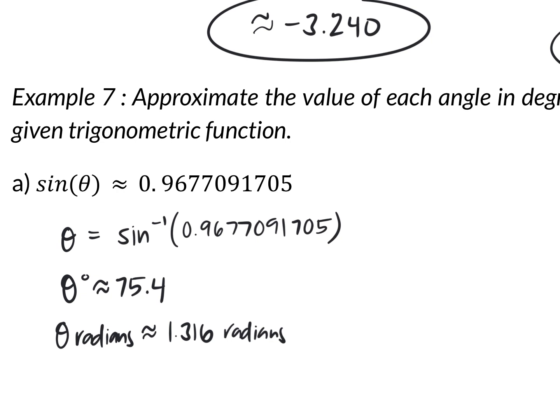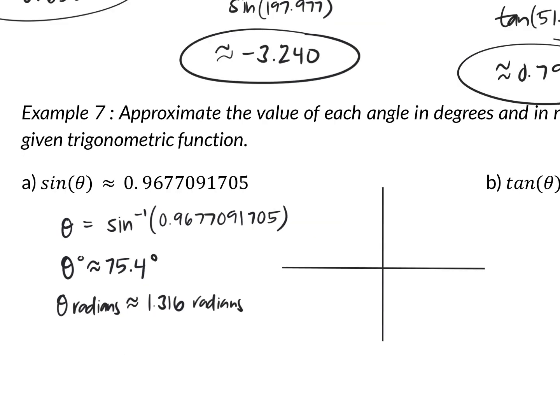And then there's one other thing I'm going to talk about with this. On your homework, one of the last questions is going to ask you to find all of the values on the interval from 0 to 360 degrees that make this trig function true. Okay, so what I mean by that is we have one of them. We have 75.4 degrees, so that's approximately, I don't know, like there.